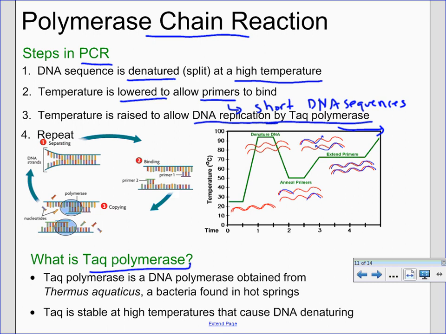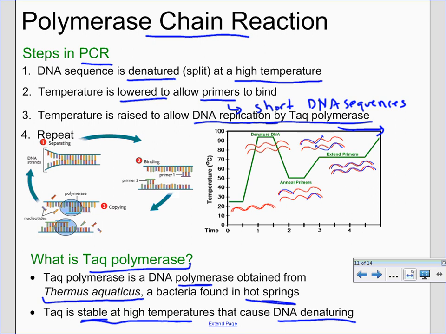So what is Taq polymerase? Well, Taq polymerase is a DNA polymerase obtained from a bacteria referred to as Thermus aquaticus, which is a bacteria that's found in hot springs. The Taq polymerase is a stable enzyme at high temperatures that would cause DNA to denature. So that enzyme can withstand high temperatures and still function properly, whereas a DNA polymerase from a eukaryotic cell, for example, would not be able to withstand those high temperatures and would not be able to function.